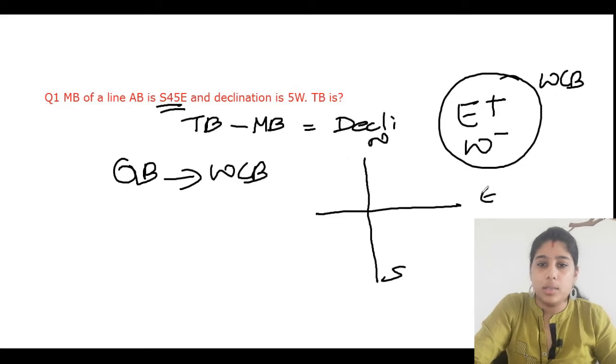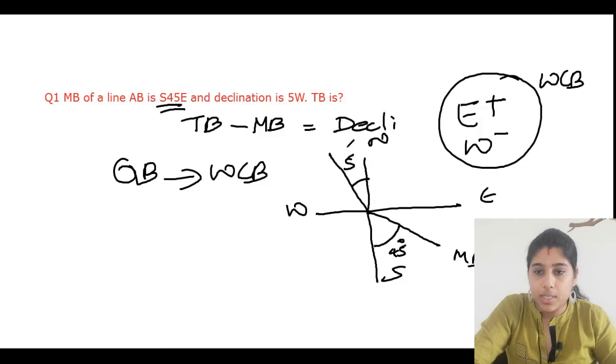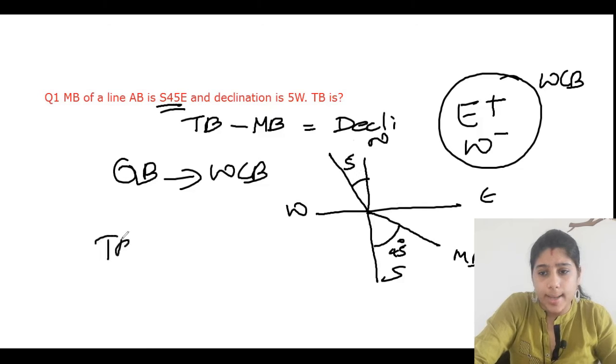North, south, east and west. It is given south 45 degree east. So from south, 45 degree eastward is our magnetic bearing, and the declination is 5 degree west. So from here, 5 degree west is the declination.